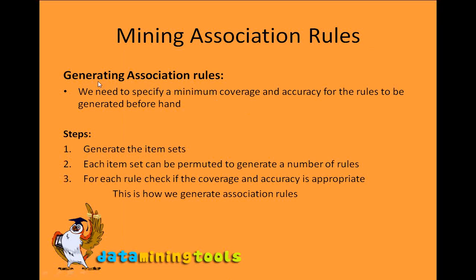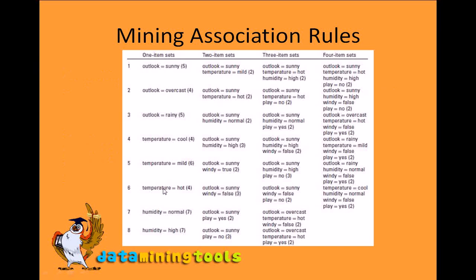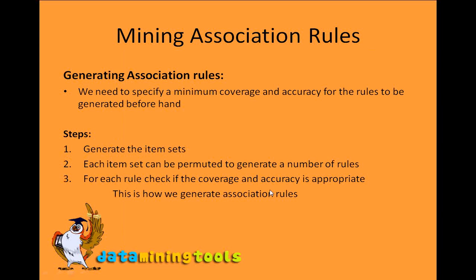Now we come to the actual generation of association rules. We need to specify, in the beginning, a minimum coverage and accuracy for the rules to be generated beforehand. So these two parameters should be there when we start working. Now the steps for generation of association rules: generate the item set. By item set, we basically mean this table.